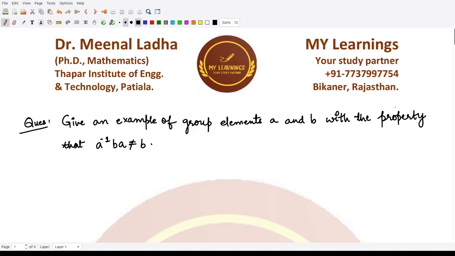In this video, we have to give an example of a group which contains the elements A and B such that they have this property that A inverse B A is not equal to B. Now if you look at the question more closely, this is a very simple question. How? Because we are looking for the elements A and B such that we have A inverse B A that is not equal to B, right? This thing is given to us.